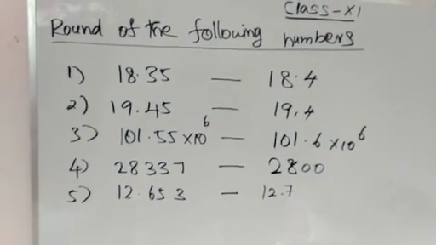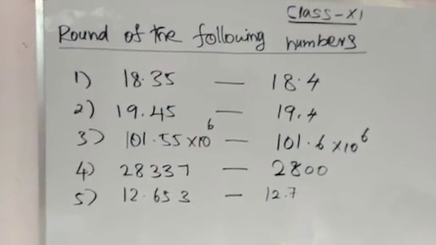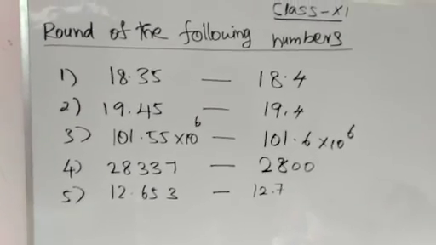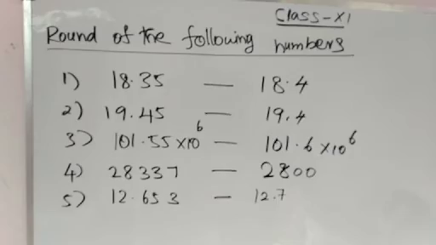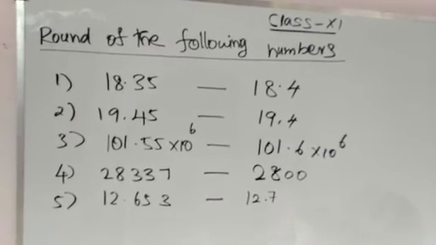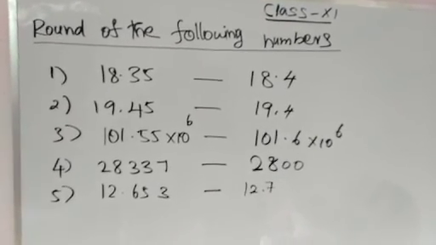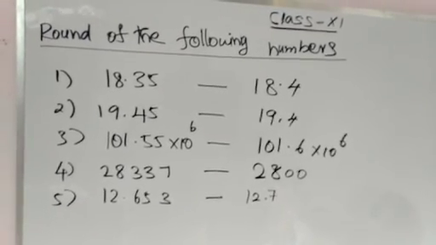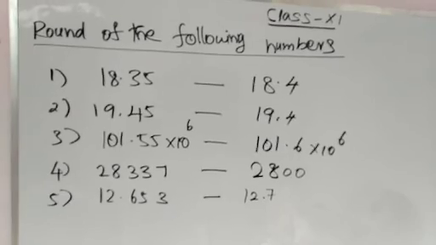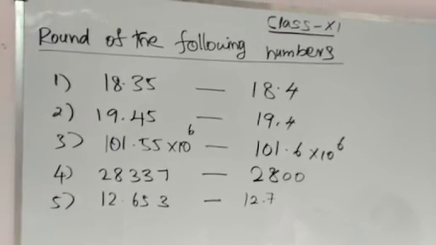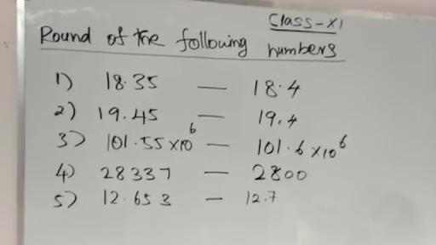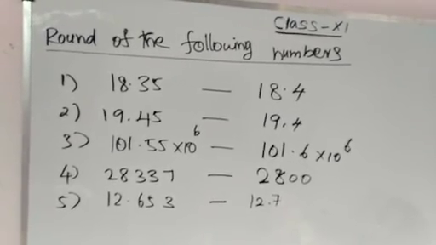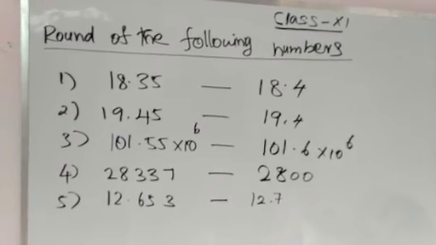Round off the following numbers. So I give some examples. Round off the numbers. First example, 18.35. The rounded off value is 18.4. The last number is 5, the number before it is odd, so drop the 5 and increase by 1, so 18.4.